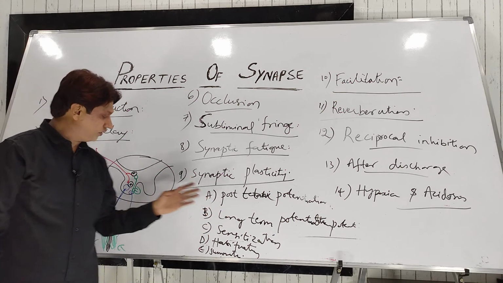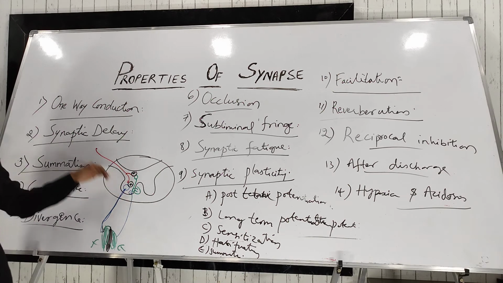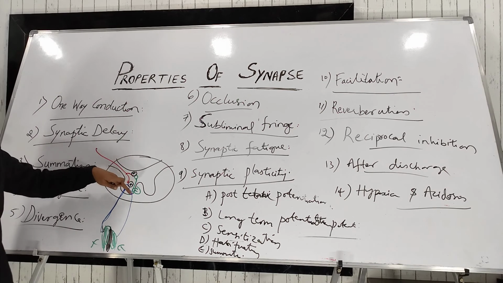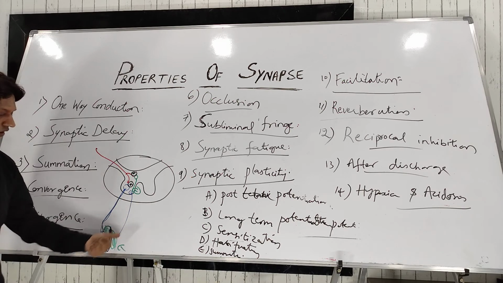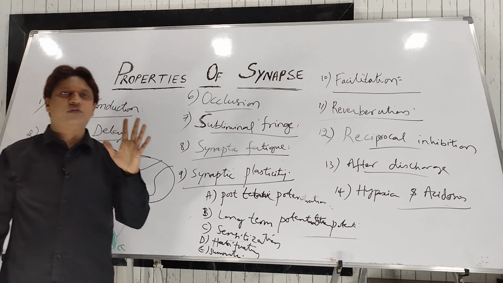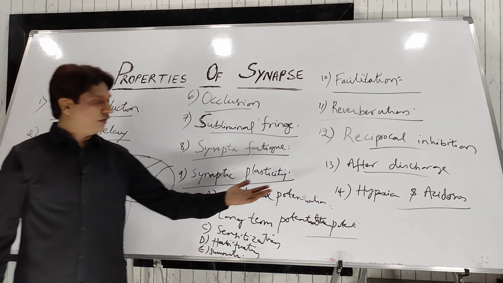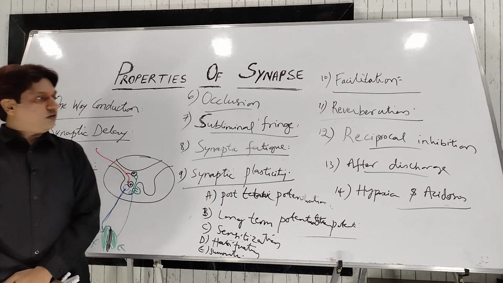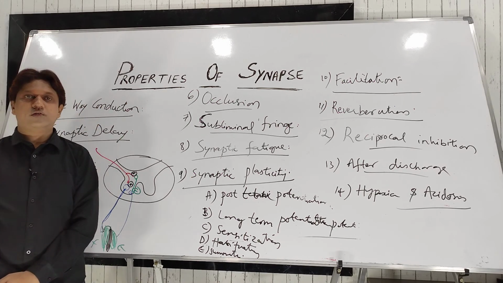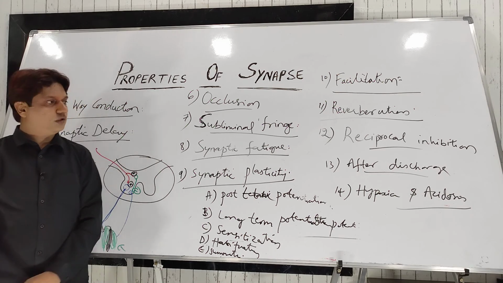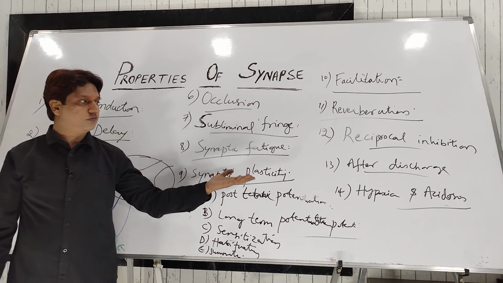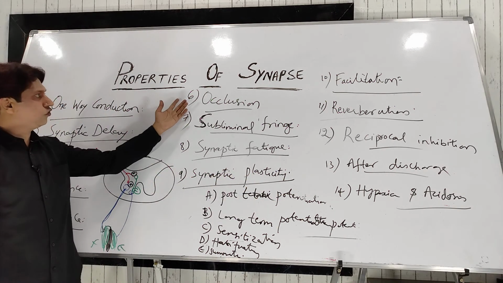This reciprocal inhibition is due to the inhibitory interneuron. This neuron will stimulate the flexor group of muscles and cause stimulation of the inhibitory interneuron, which will cause inhibition of the extensor group of muscles. After discharge means that whenever there is a synaptic transmission, some amount of discharge remains, known as after discharge. Then synapses are very sensitive to hypoxia and acidosis, that is changes in the pH. Whenever there is hypoxia, synaptic transmission is affected. Because of this, the most common site of fatigue is the central nervous system, because of hypoxia and acidosis. Okay, so these are a few properties of the synapse.